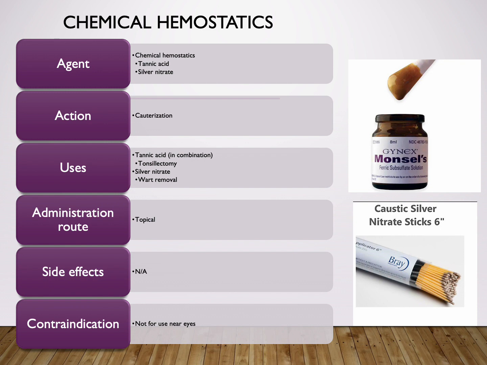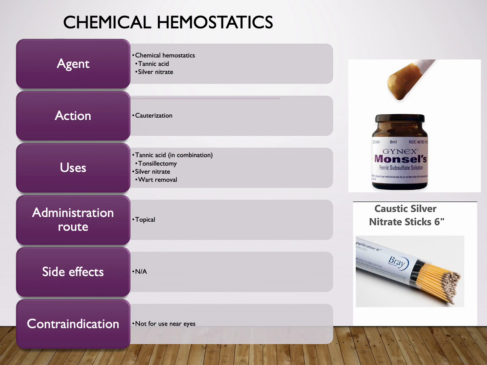Some topical hemostatics are also referenced as chemical hemostatics because they cauterize bleeding surfaces chemically. And two examples of that are tannic acid and silver nitrate. Now, tannic acid is a powder, and it's made from a plant, and it can be applied to bleeding mucous membranes to help stop capillary bleeding. So, as such, it could be combined with other agents and applied with a tonsil sponge after a tonsillectomy, let's say.